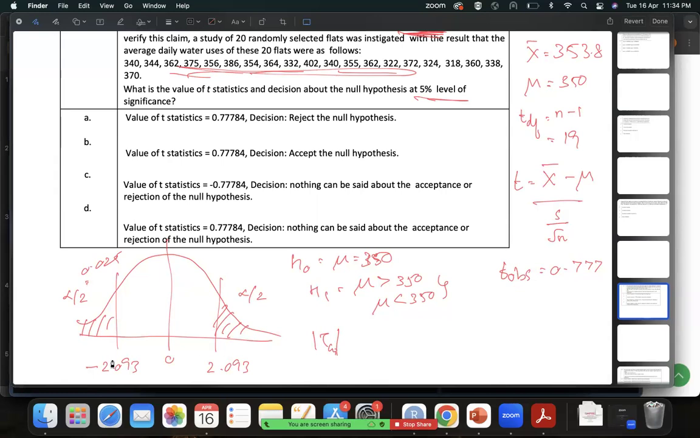Anyway, we have 0.77, which falls somewhere here. So it is falling in the acceptance region, so you accept the null hypothesis. But we have to calculate the T statistic. Oh yeah, we just calculated it. 0.77 is your value of T. So option B should be your answer.